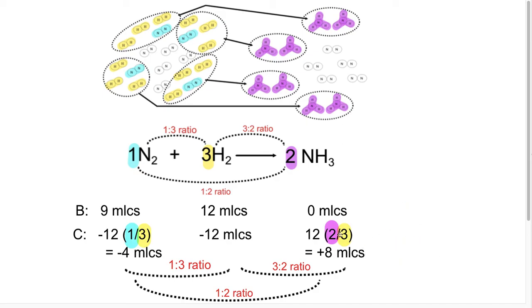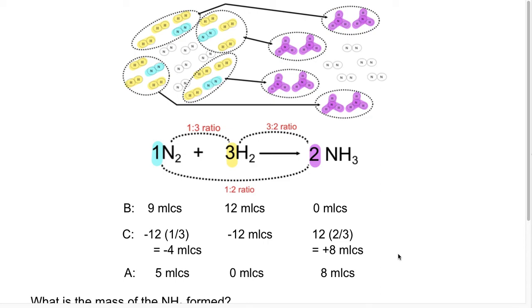Okay, so I'm going to delete that and go back to my original one here. So we have our change step. And in that case, we could figure out our after. Again, it's a math problem of 9 minus 4 equals 5, 12 minus 12 equals 0, and 0 plus 8 is 8. But often that change step is what kind of hangs people up.